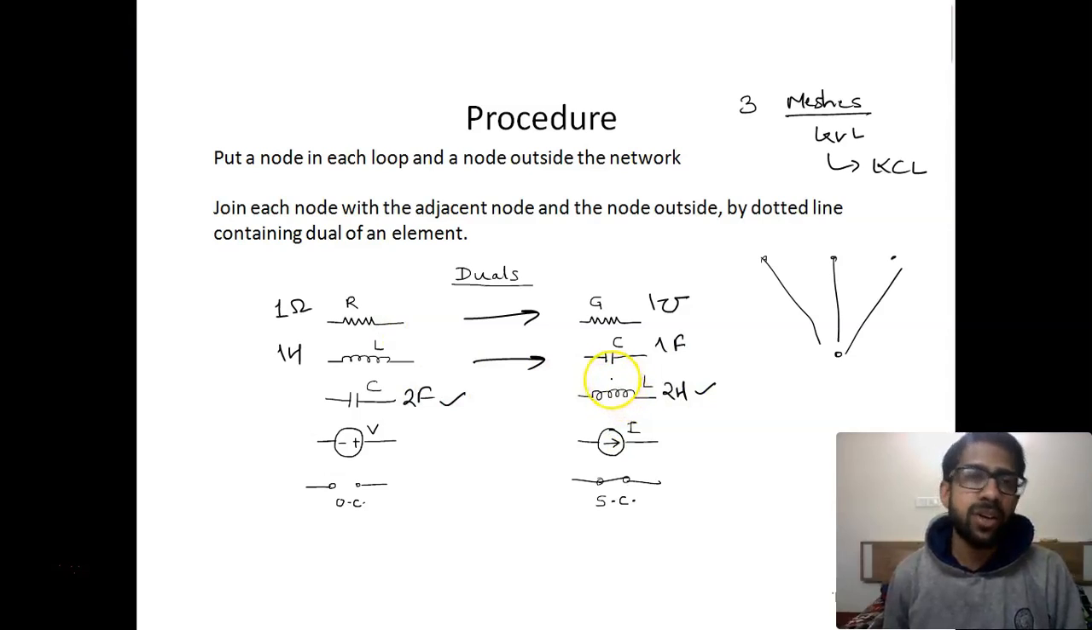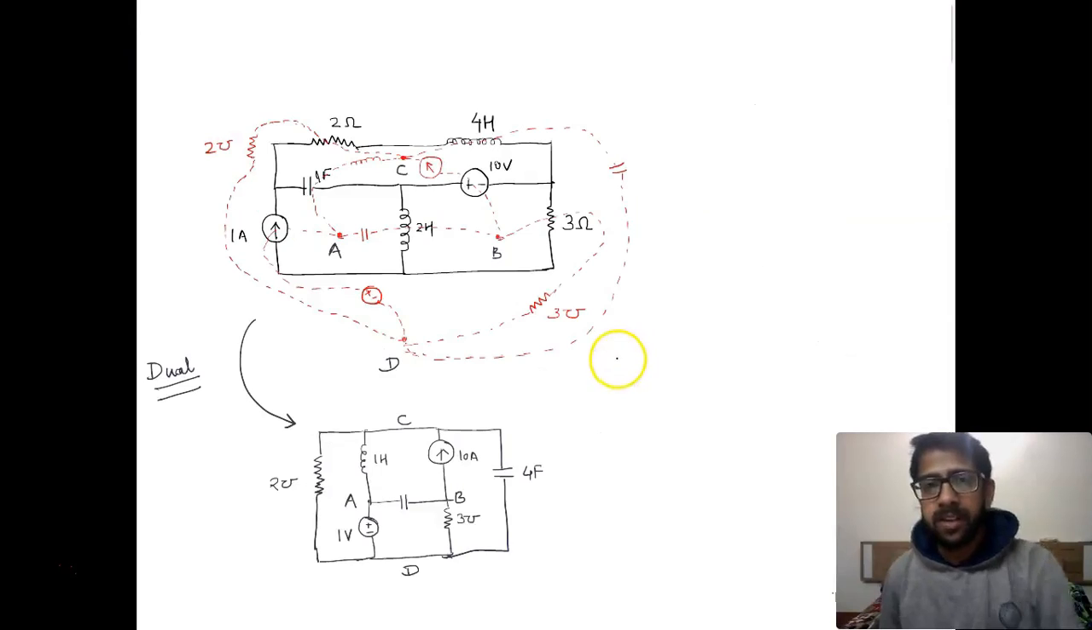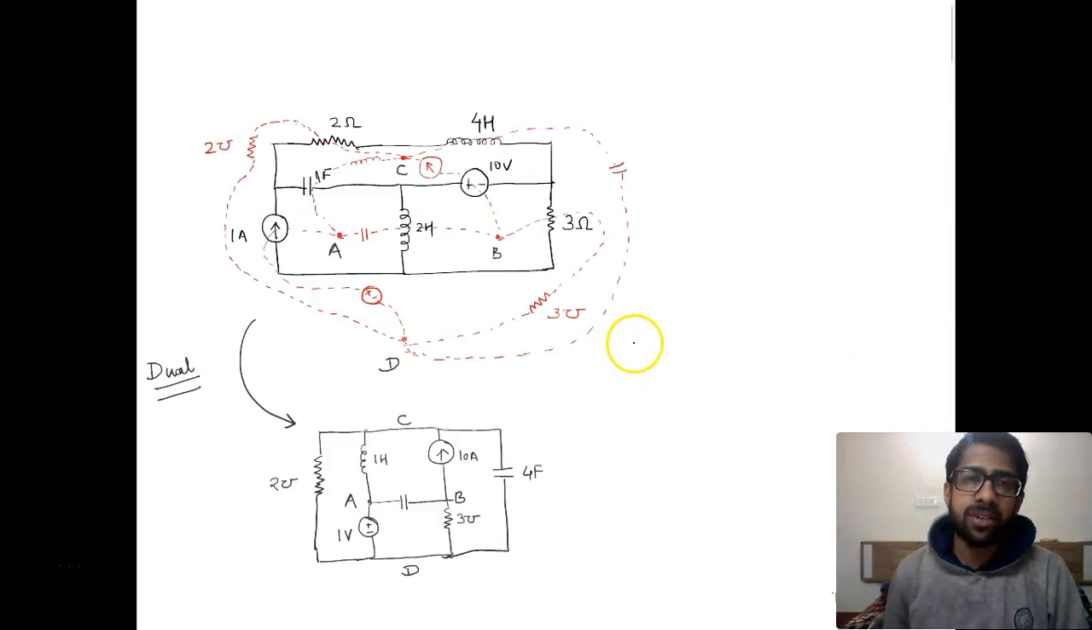Now let us go into the actual example 2.27 in the book, where it is asked to find the dual of the network. This is the original network which is drawn in black. And now we need to convert this network into its dual. Let us see how we can find this out.